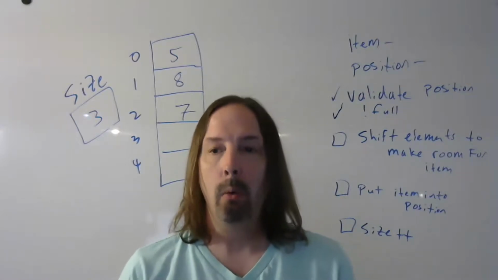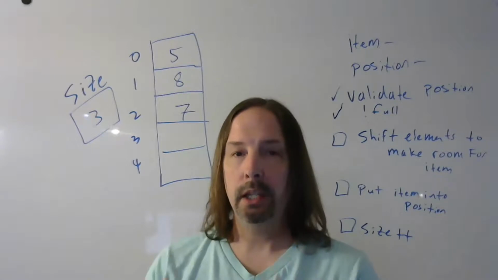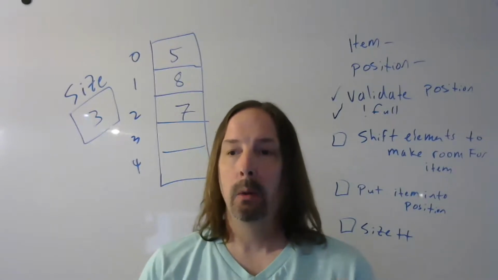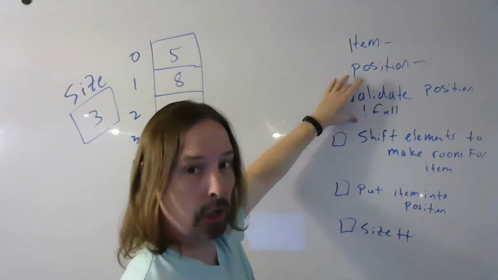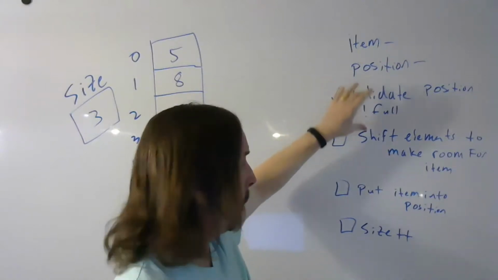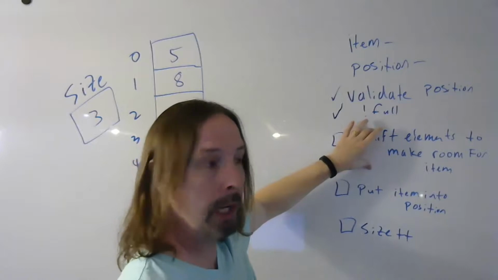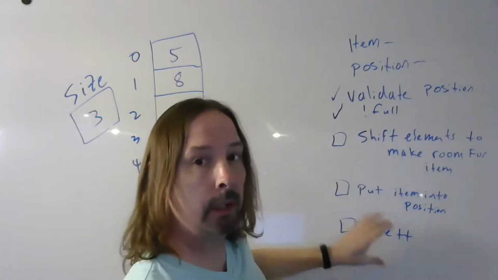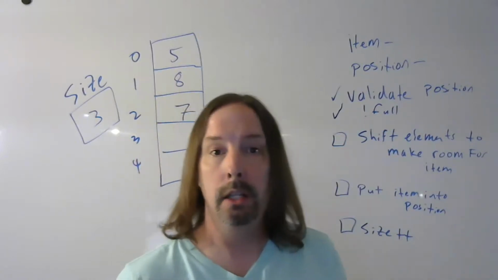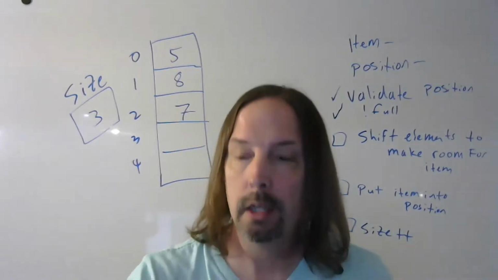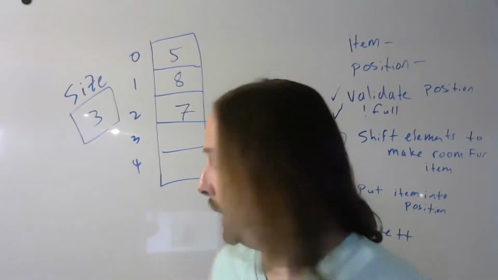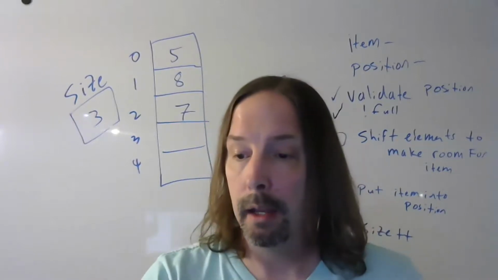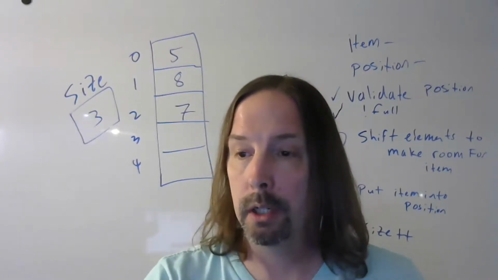So now what we want to do is this insert at, and we want to take our item and position, and validate that our insert is going to work. When we know it's going to work, then we can move items out of the way. We can put the item in place, increment size, and our insert will have worked correctly. So now what I'm going to do is switch to NetBeans. Give me a second to share the screen.